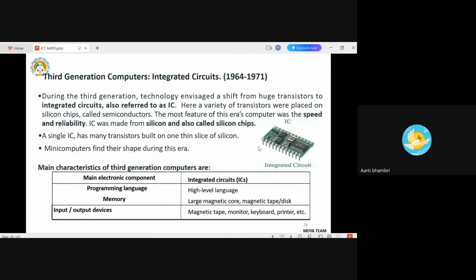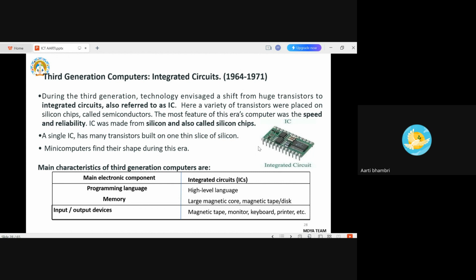There is a group of transistors used in one integrated circuit. So many transistors are implemented on the integrated circuit. The combination of the transistors makes a circuit, an integrated circuit. Okay, more than one. Integrated means more than one. Okay.